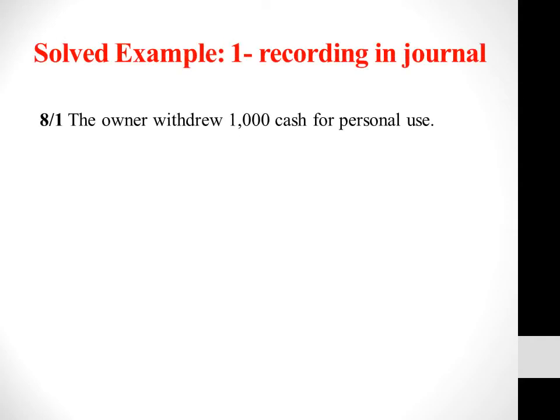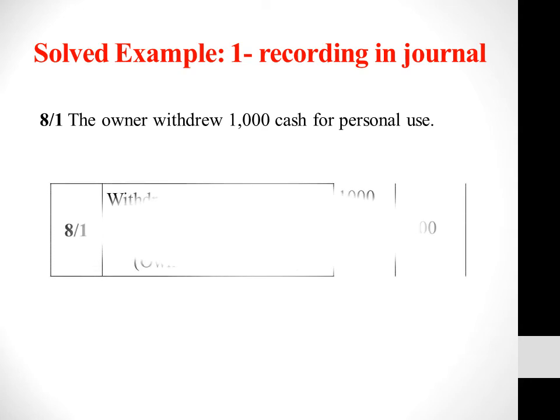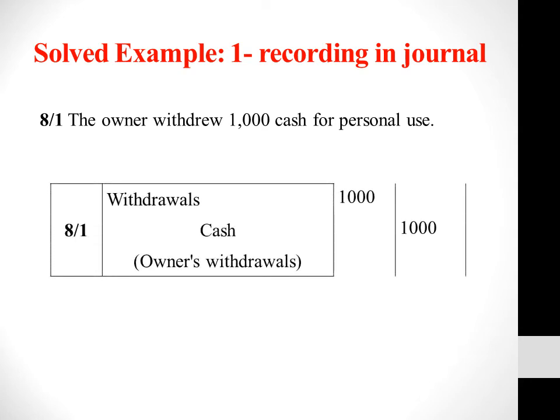On the 8th of January, the owner withdrew 1000 cash for personal use. So the journal entry will be withdrawals in the debit side and cash in the credit side.